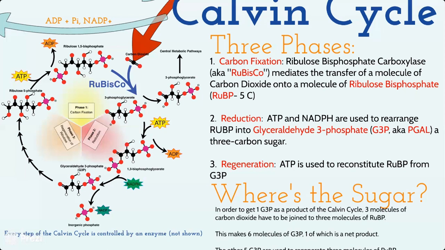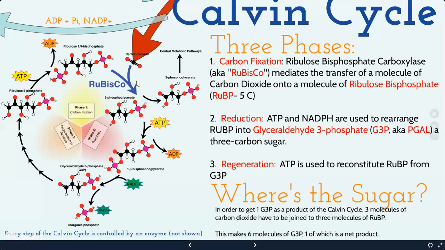Carboxyl means it adds carbons. Bisphosphate, there's 2 phosphates on the ribulose. Okay, so it's just a sugar. So it's an enzyme that transfers carbon dioxide onto this sugar that's already there. It is a cycle. We talk about this as the starting point of the Calvin cycle because that's where carbon dioxide enters. So the carbon will get added to the existing molecule that was already there.